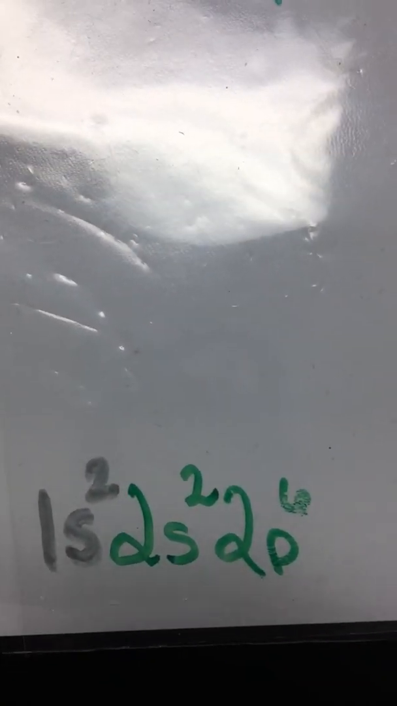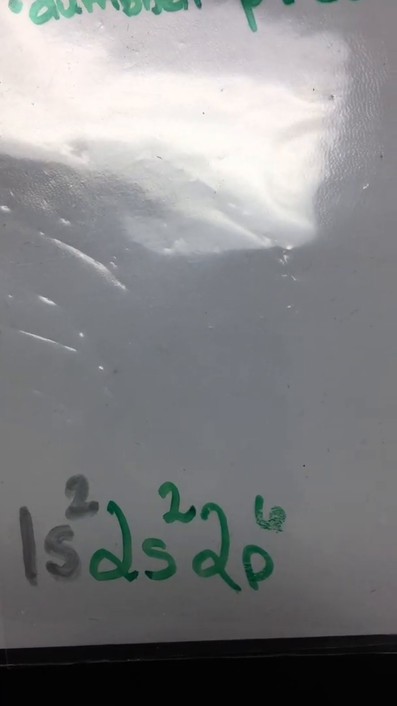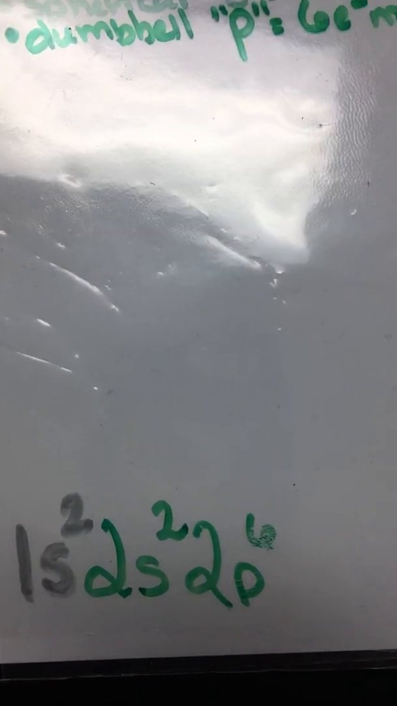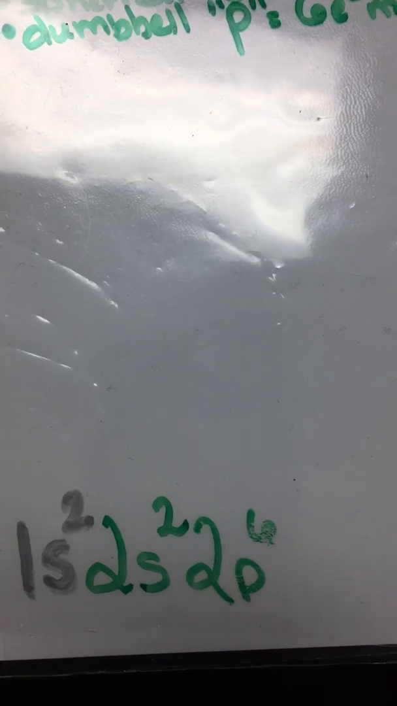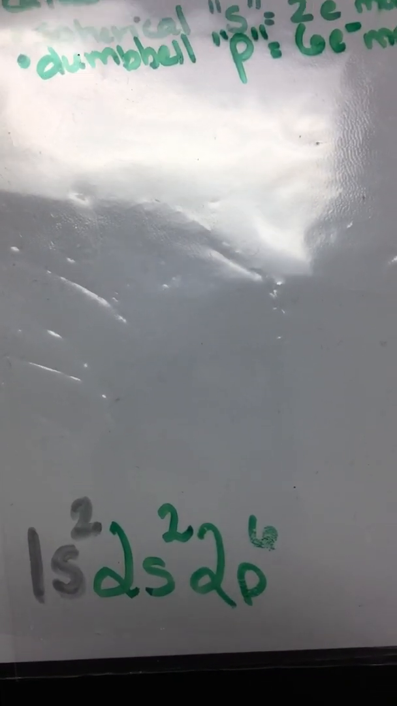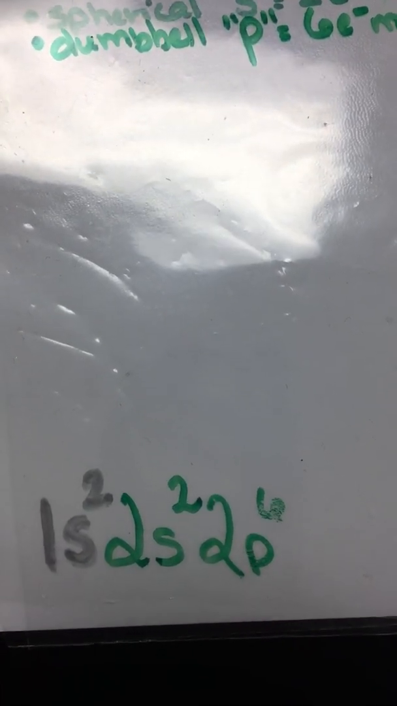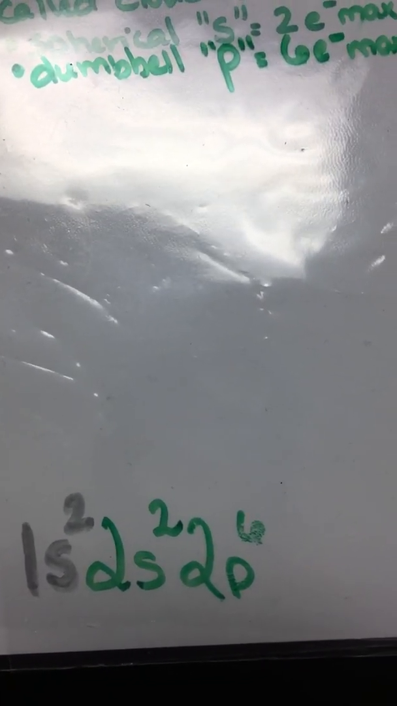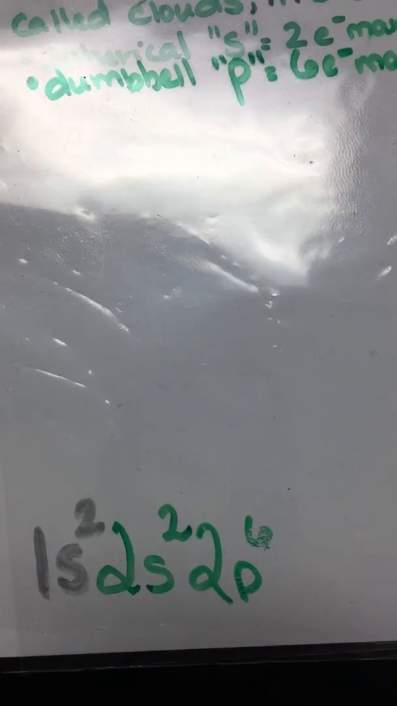And now our configuration has grown. Now our configuration is 2p6, because we've added into our second energy level 3 orbitals, and each orbital can hold 2 electrons, and they are dumbbell shaped, so we've designated them as the P sublevel. Let's look at our next one.